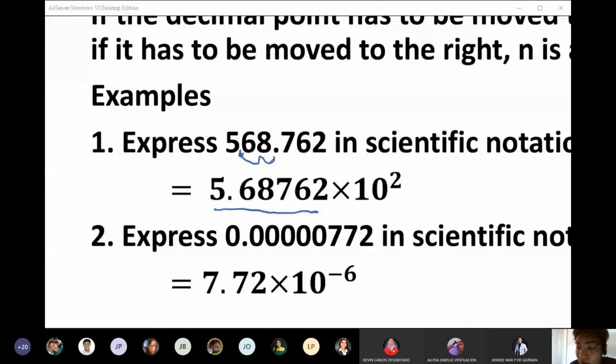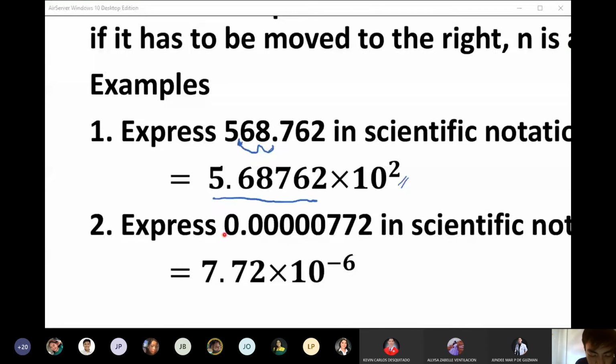Sabi natin, if you move to the left, positive yung counterpart niya for the exponent. How many steps tayo papunta sa left? Positive 2. Kaya may 2 tayo dyan. Dalawang steps kasi to the left. We move the decimal point to the left twice. Hence, we have this 2 in the exponent part. Yun lang. So, how about this one?